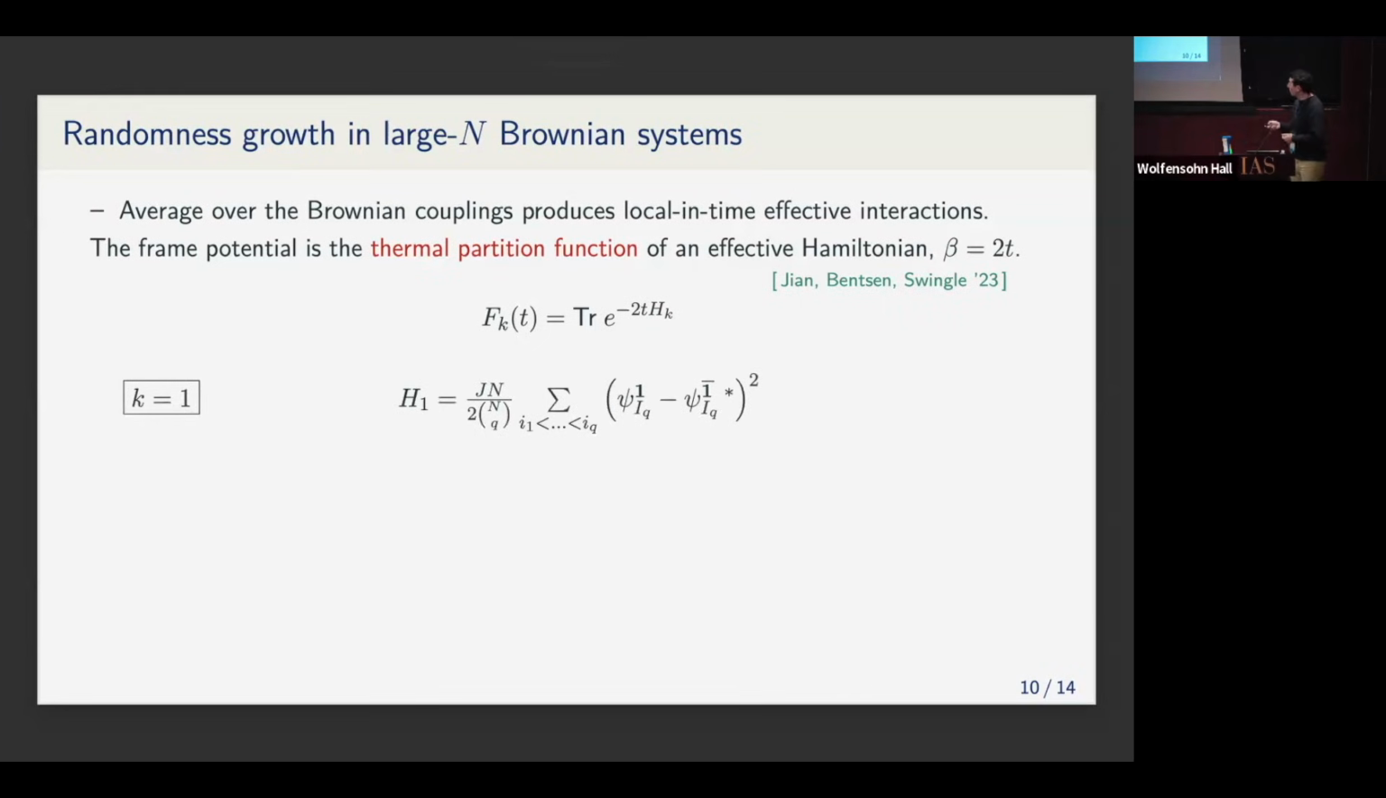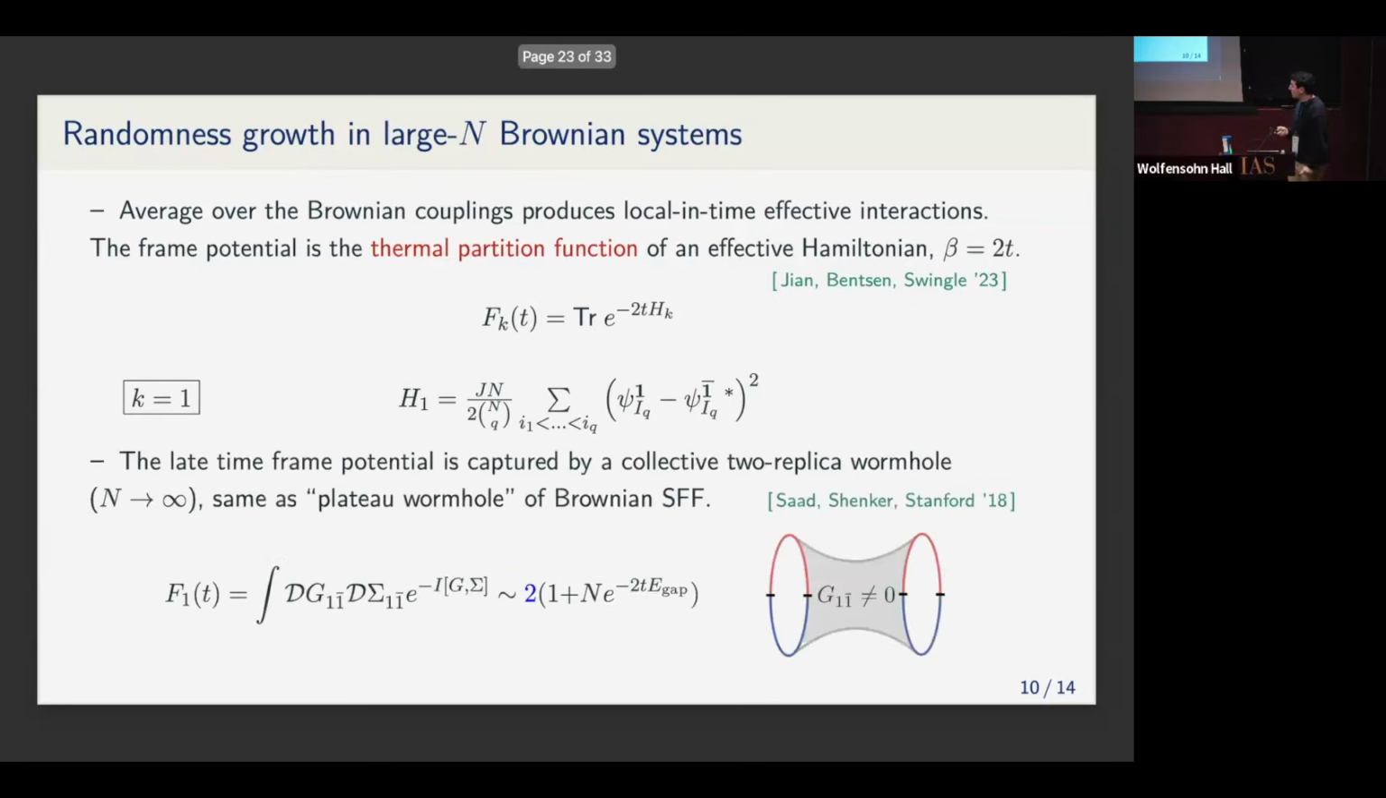So for K equals 1, the effective Hamiltonian is just the infinite temperature version of the Maldacena-Chi Hamiltonian I was writing before. And one can, in fact, diagonalize this Hamiltonian exactly for finite n and solve what the first frame potential is for the ensemble of infinite temperature versions of the states that I was discussing in this talk.